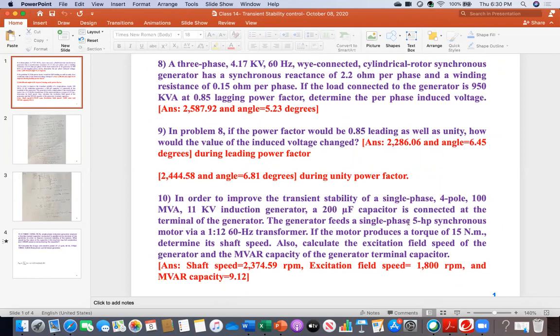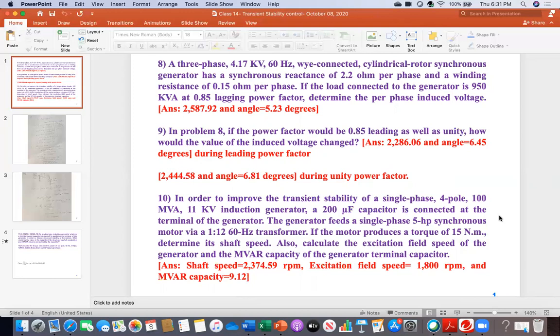So Manoj, Kamana, Sindhuja, Lakshmi, did you all get the result for number 10? Yes, Dr. Ali, I got all the values, same as the values that you mentioned here. Manoj, I got just the first two values, but I'm confused about the excitation field speed.